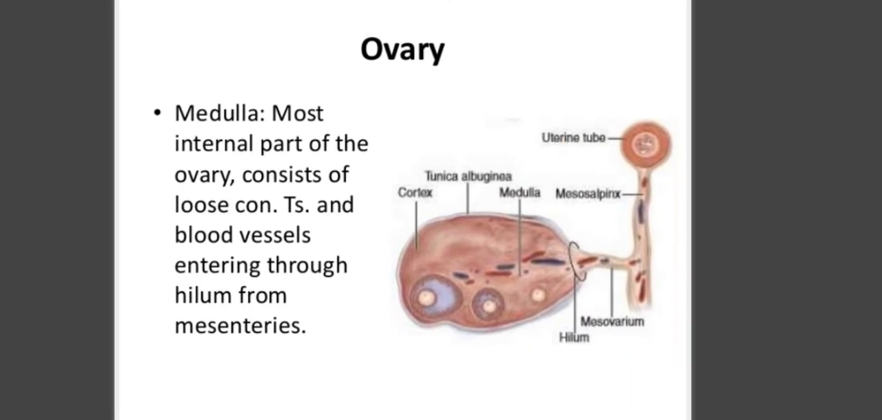Next, the medulla. The medulla is the most internal part of the ovary, and consists of loose connective tissue and blood vessels entering through the hilum from the mesenteries.